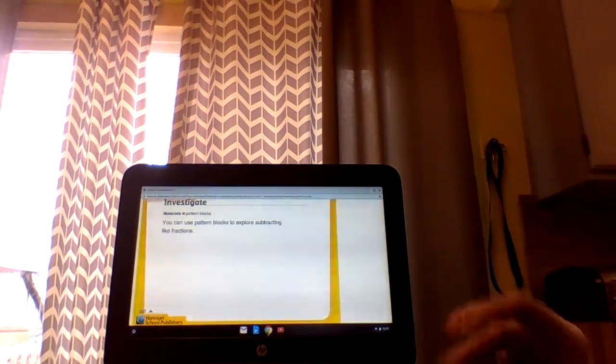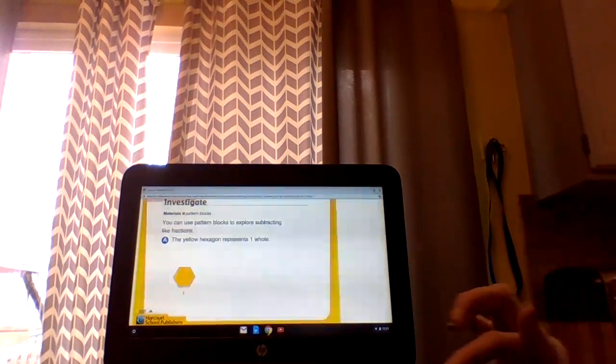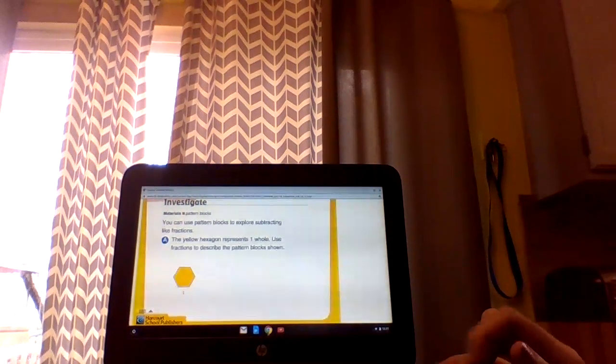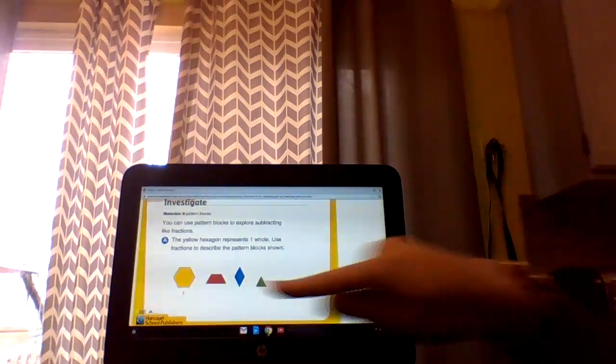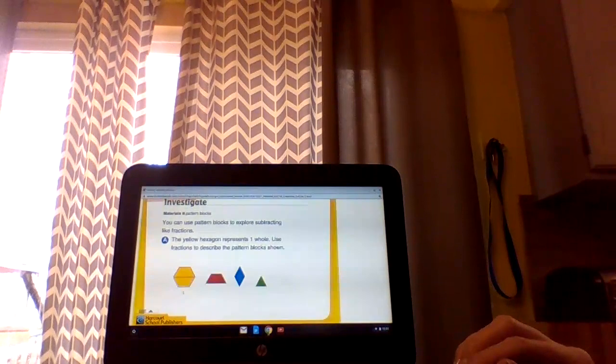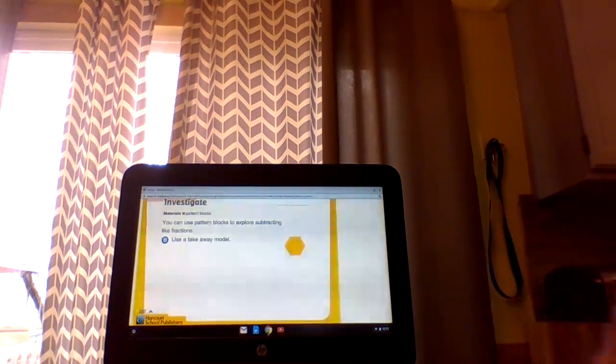Okay, again, we're going to talk about using pattern blocks to look at subtracting. So look at the yellow hexagon. That is one whole. Then we're going to talk about the fractions to describe this. Well, that's a half. Oops, I'm sorry. Then we had a third and a sixth, so I kind of went too fast. But here's what we're going to do.